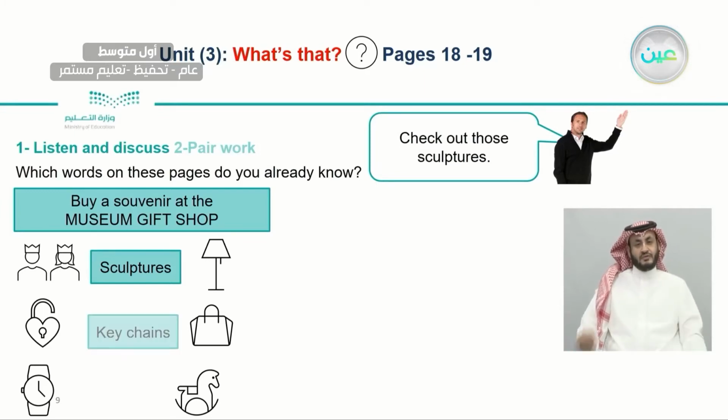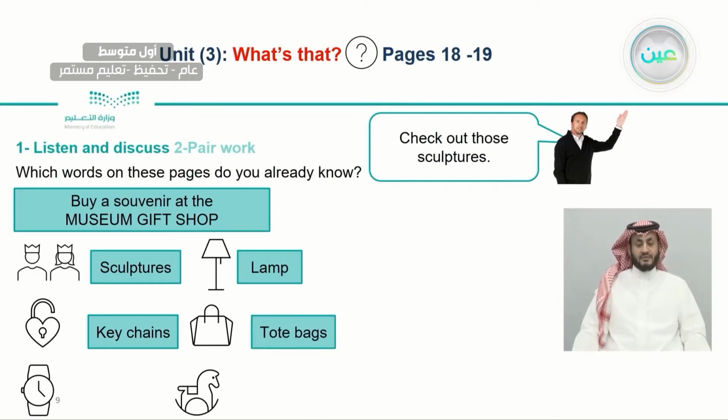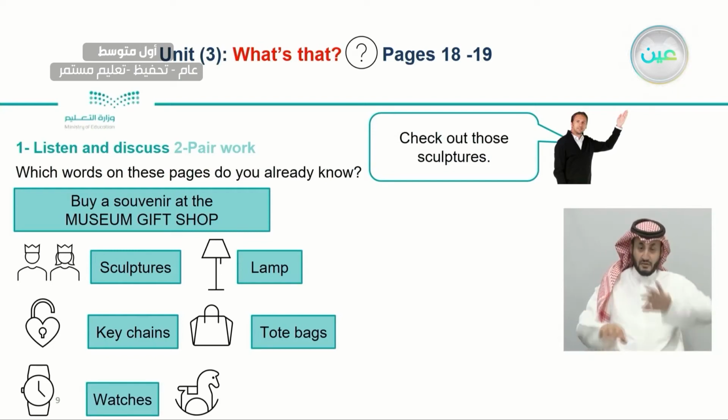How about that one? Keychains. How about the third one? Is it a clock or a watch? Remember? Sorry, let's look at this one. It's a lamp. And that one, they are tote bags. And right here, watches, okay?